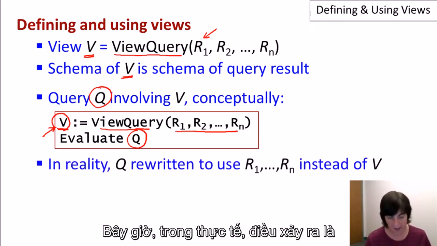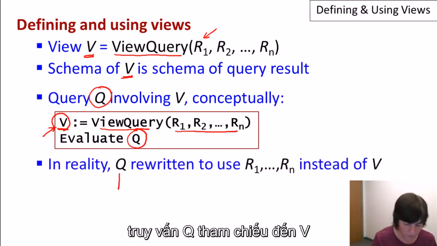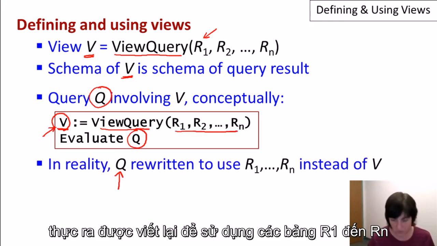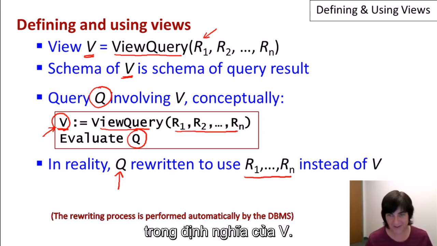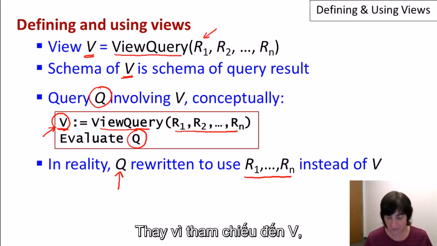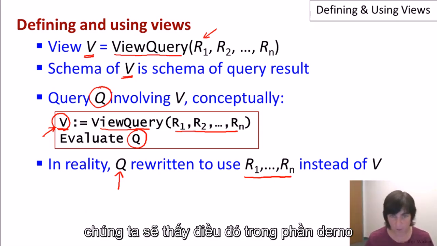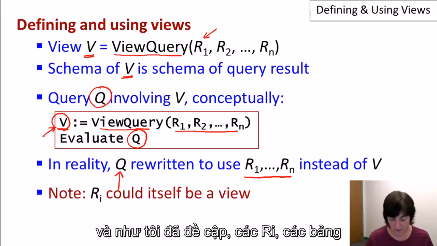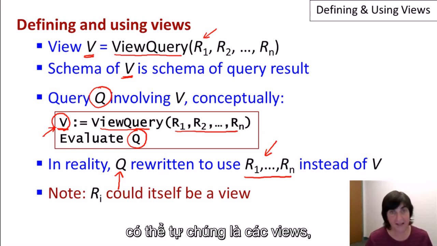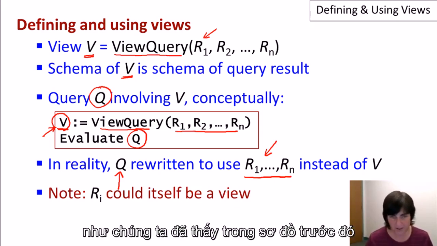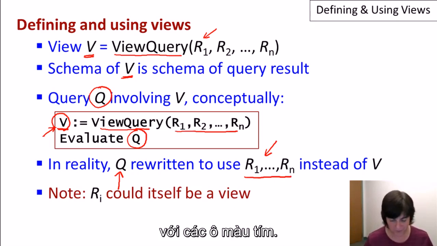Now, in reality, what happens is the query Q that references V is actually rewritten to use the tables R1 through Rn that are in the definition of V instead of referencing V. And we'll see that in our demo. And as I mentioned, the Ris, these tables that are referenced in the view definition, can themselves be views, as we saw in our diagram earlier with those purple squares.